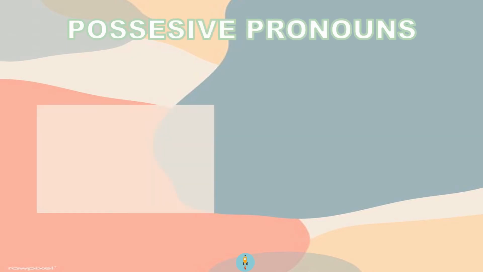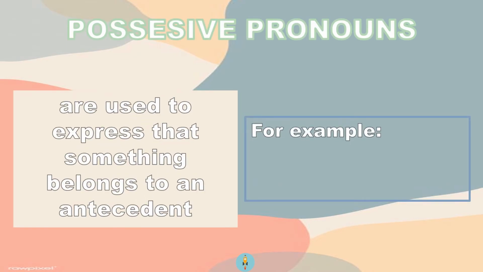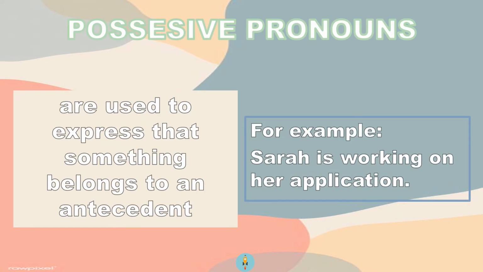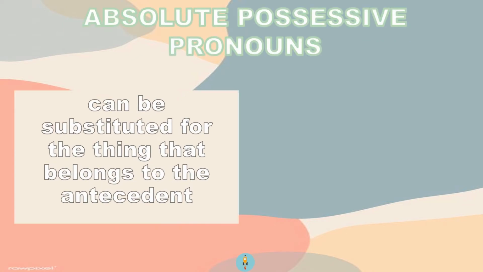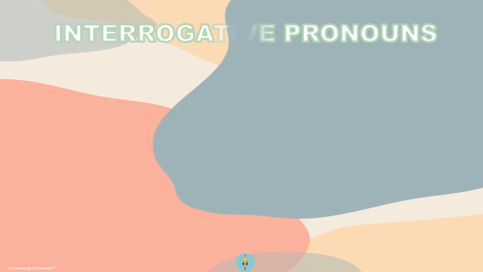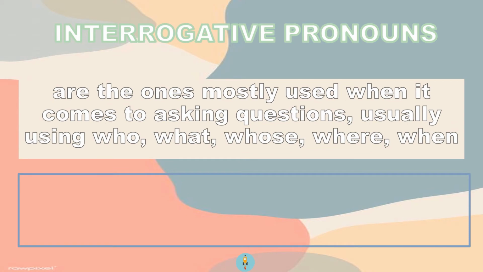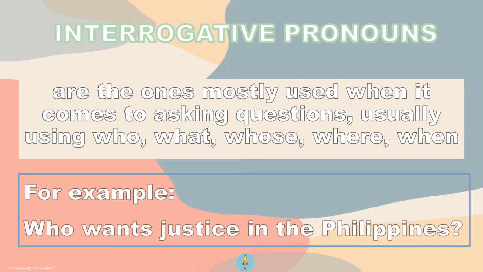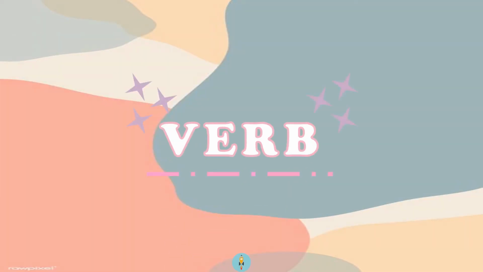Possessive pronouns are used to express something that belongs to an antecedent. Absolute possessive pronouns can be substituted for the thing that belongs to the antecedent. Interrogative pronouns are the ones mostly used when it comes to asking questions, usually using who, what, whose, where, and when.